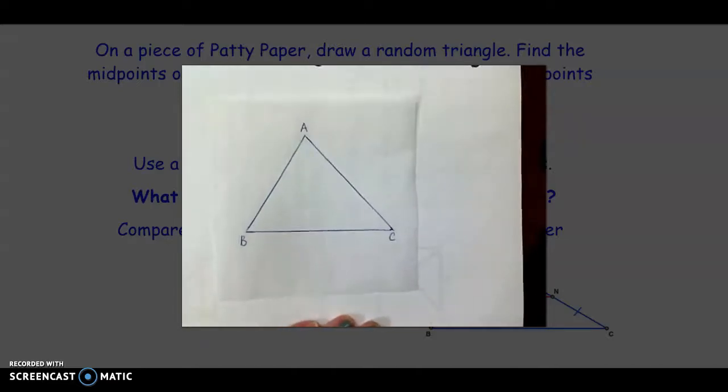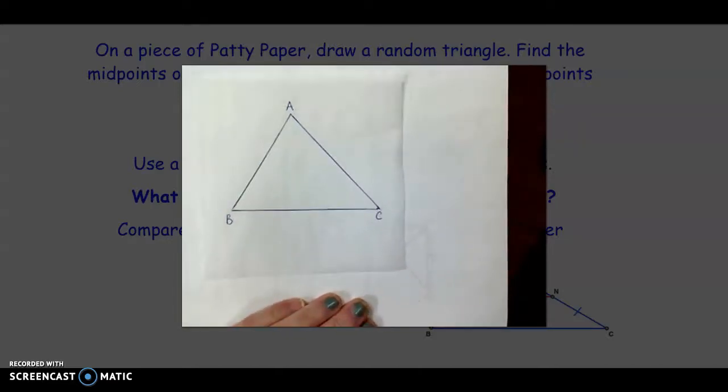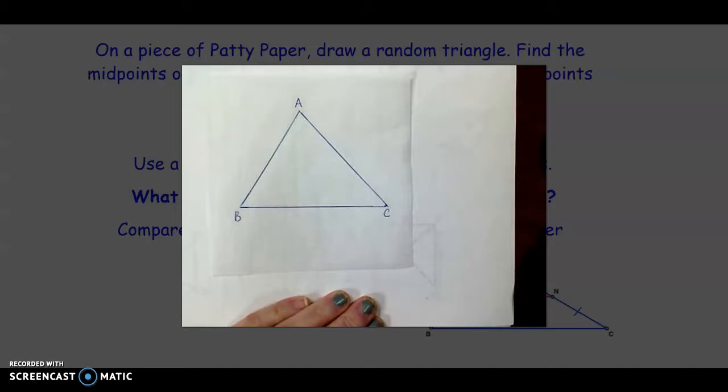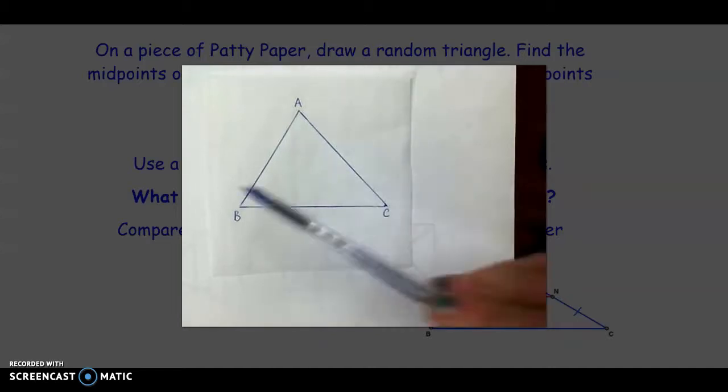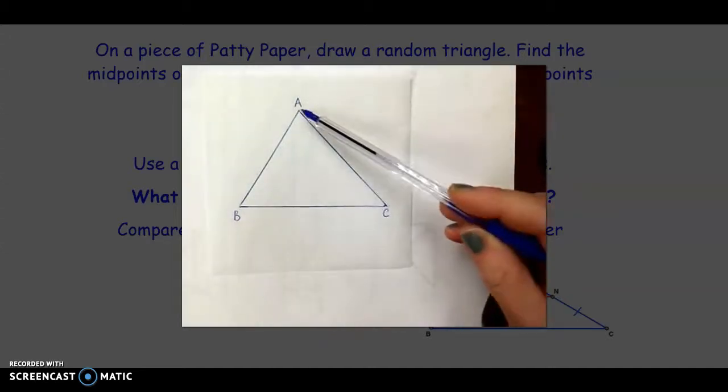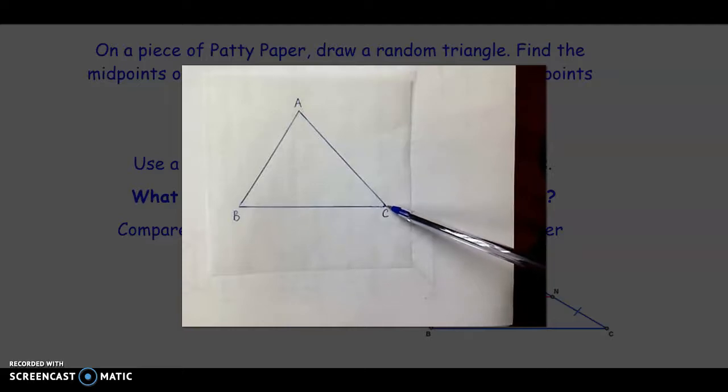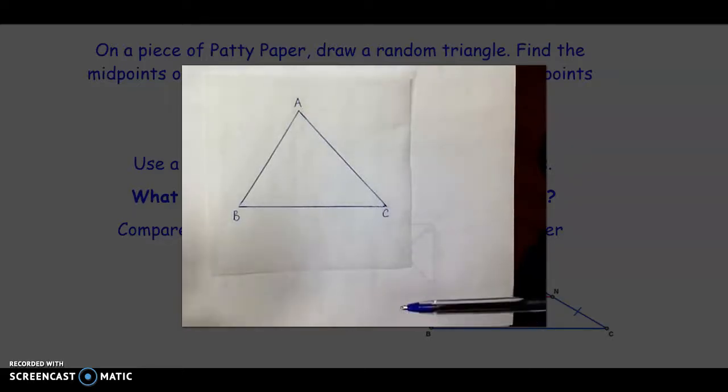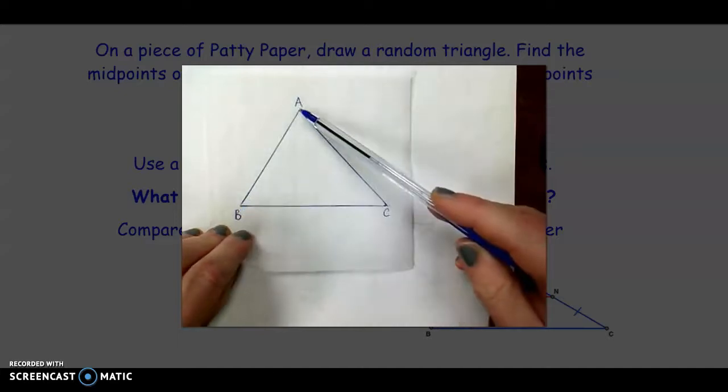All right, so now that we have our random triangle drawn, we are going to find the midpoint of two of its sides. We're going to find the midpoint of AB, and we're going to find the midpoint of AC. Do you remember how to do that with a paper fold? Hopefully you remember that's a point-to-point fold.